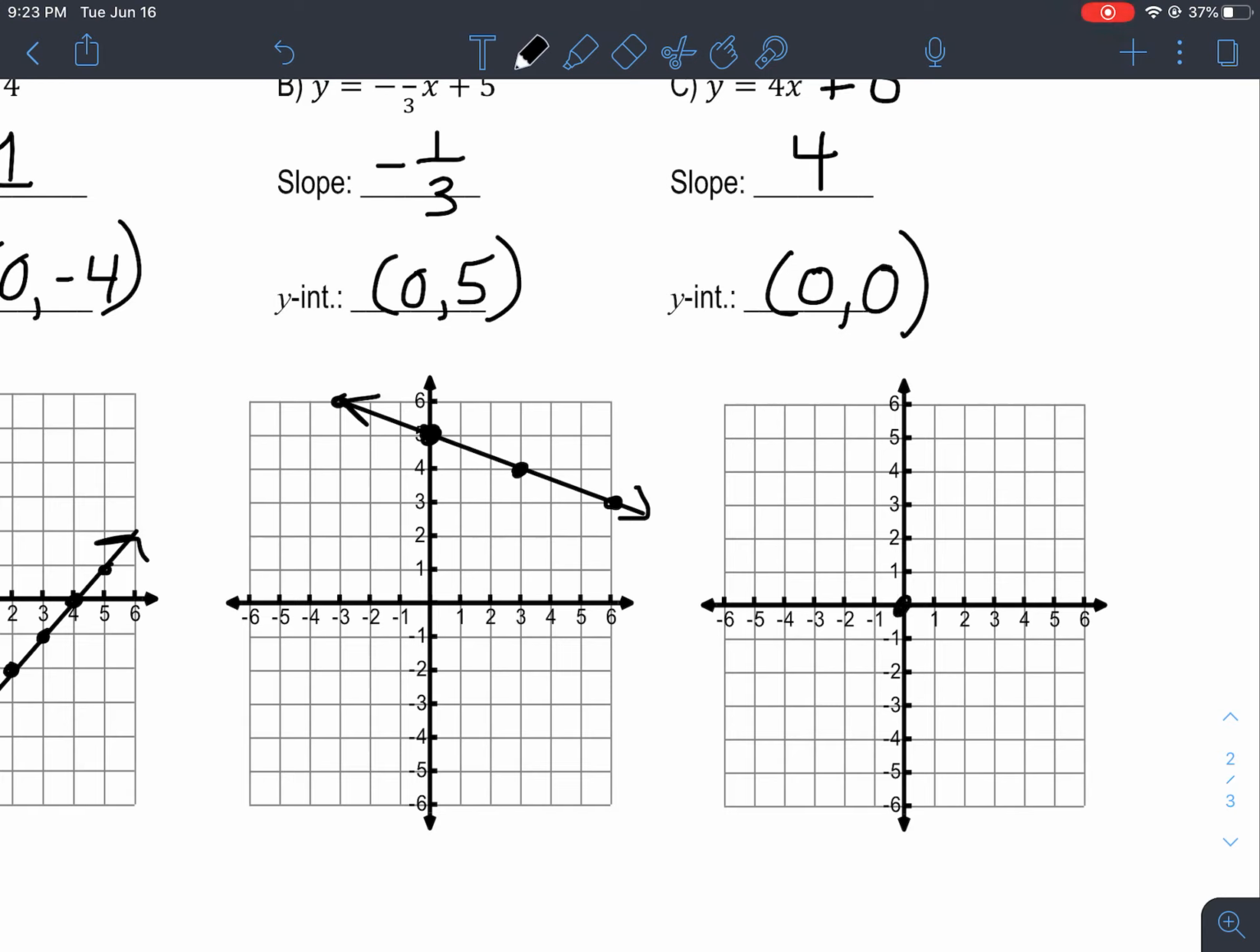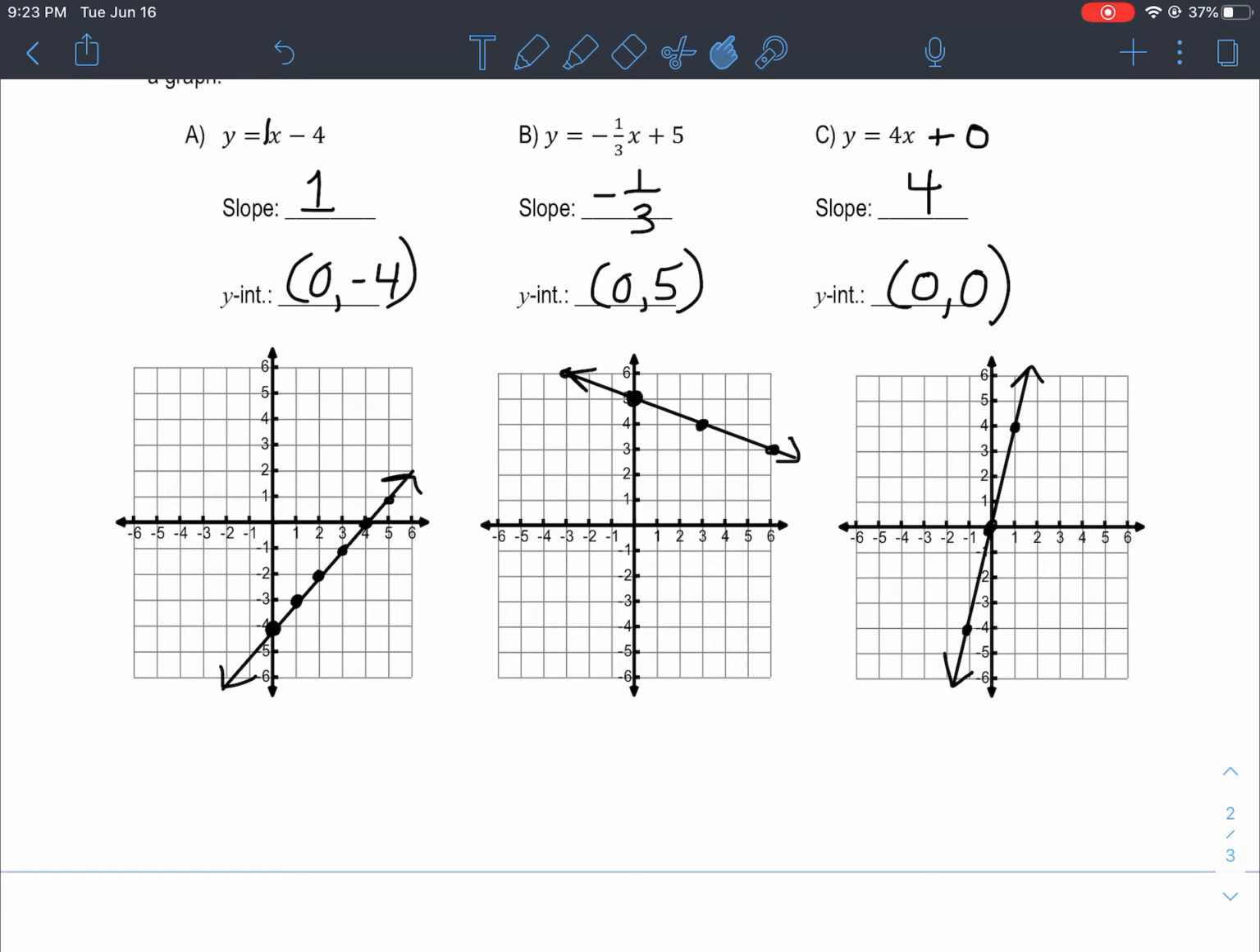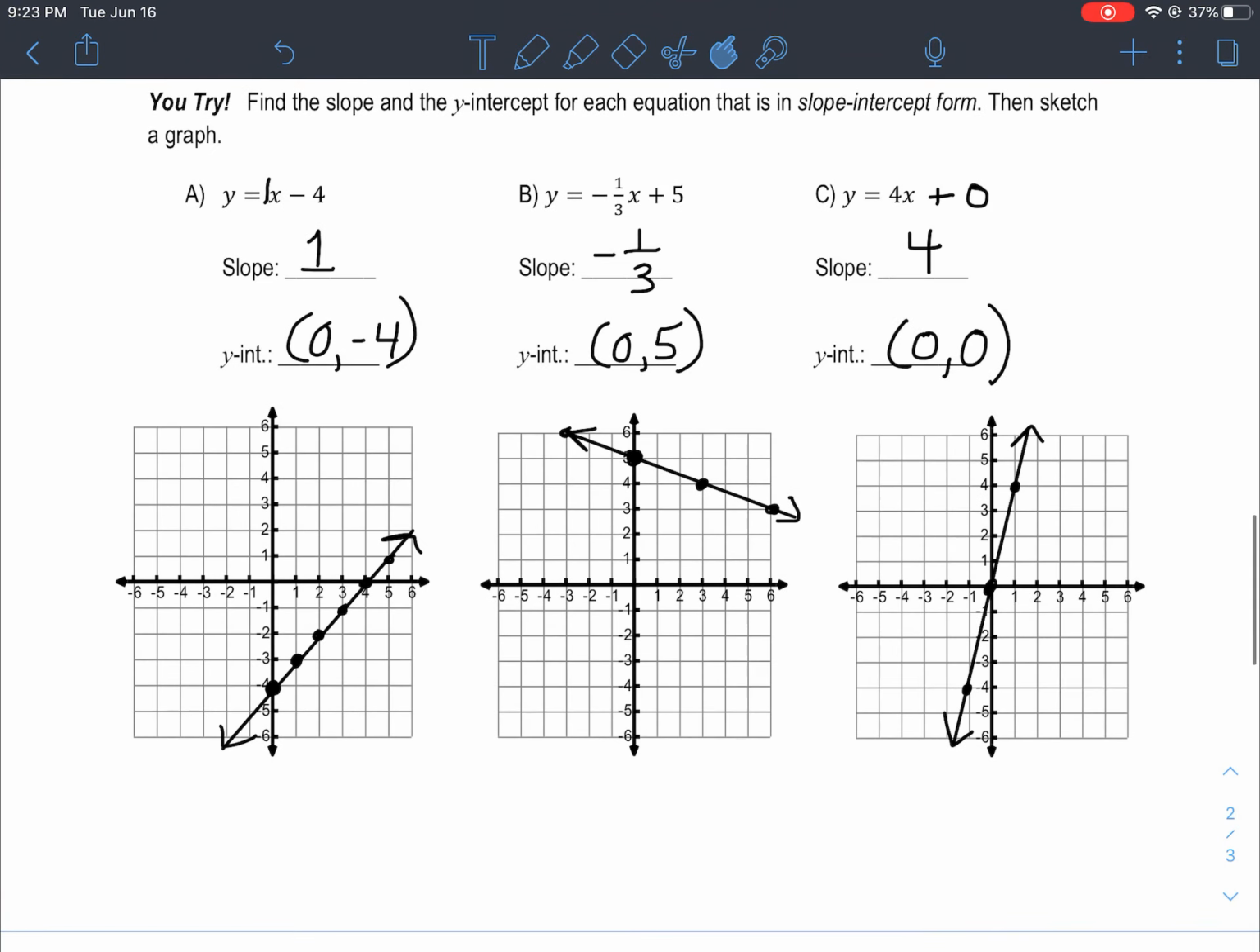And our last one, our y-intercept is 0, 0. Our slope is 4, so up 4, right 1. Down 4, left 1. And you'll notice that line's pretty steep because on this graph, since we're only going from -6 to 6 on both the x and y axis, it looks pretty steep. It's definitely a lot steeper than A, which is a slope of 1.